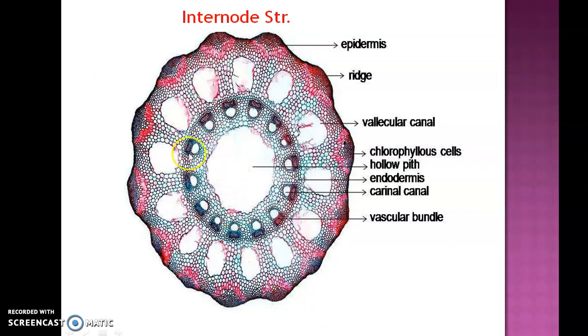So, a picture showing stellar region, bilayered endodermis, and inner to the endodermis, pericycle is present. Stellar region, that is vascular bundles, is usually seen below the ridges. So a ring of vascular bundles is present.